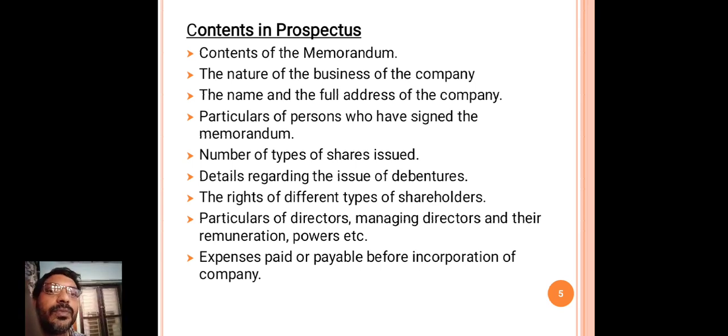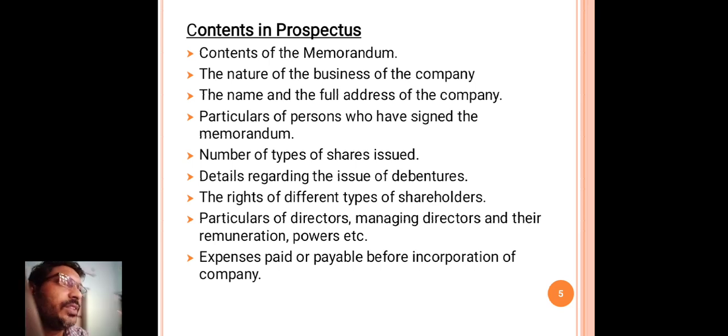The rights of different types of shareholders are also mentioned. There are different types of shares. The general shares are equity shares, the normal or ordinary shares. Another type of share is preference shares. And the promoters will have some shares in the company; those shares are called deferred shares.